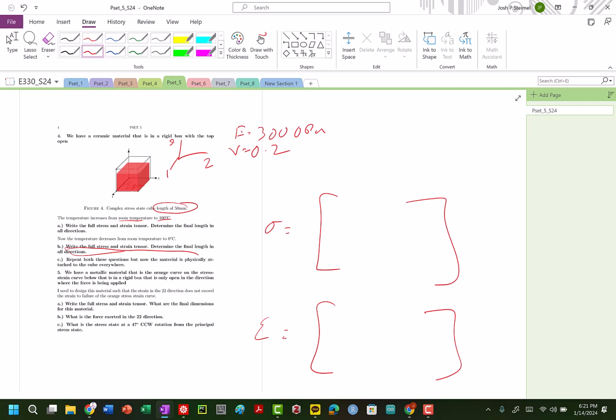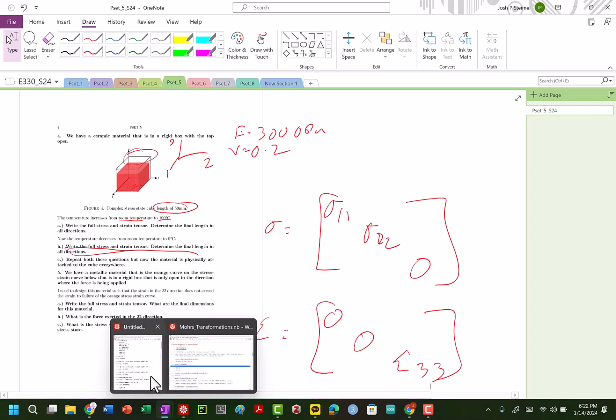But for each of these problems now, if it's attached, we're going to have stress in the 1,1. We're going to have stress in the 2,2. And we will not have stress in the 3,3 because whether it expands or it contracts, it's open in this top section. So again, the top is open. And we're going to have no stress here, but we will have strain in the 3,3. So each of those problems will be exactly the same.